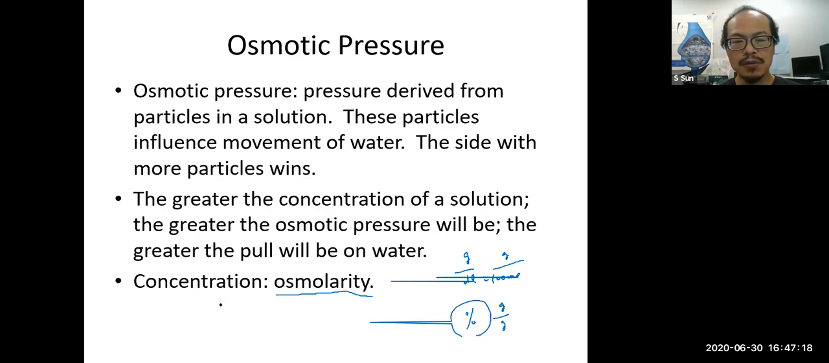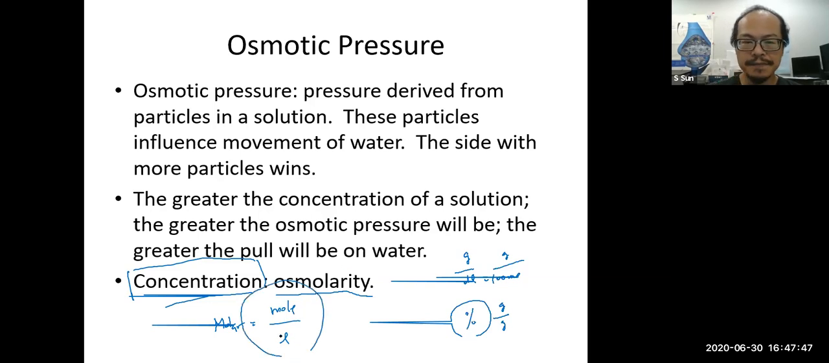We can also do osmolarity, so it could be the molar, that's mole per liter, right? So there are different ways to quantify concentration. And the way that water is driven is by the concentration defined by the osmolarity, okay?